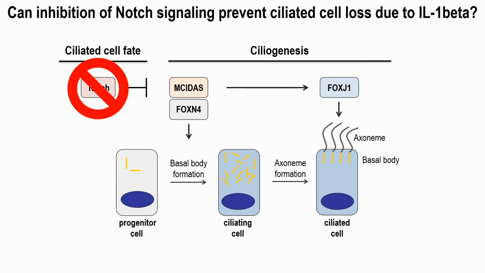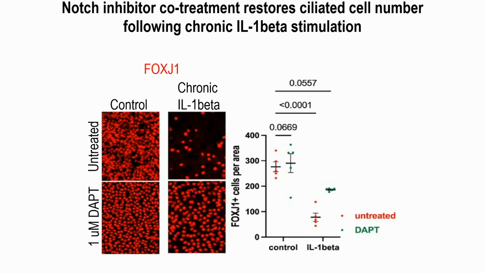And one of the things that we wanted to propose is inhibiting the notch signaling or the notch pathway as a mechanism of preventing ciliated cell loss due to exposure to chronic IL-1 beta. And we found that this notch inhibitor co-treatment, so treatment with a notch inhibitor while we also treated with IL-1 beta, was able to restore the ciliated cell numbers.